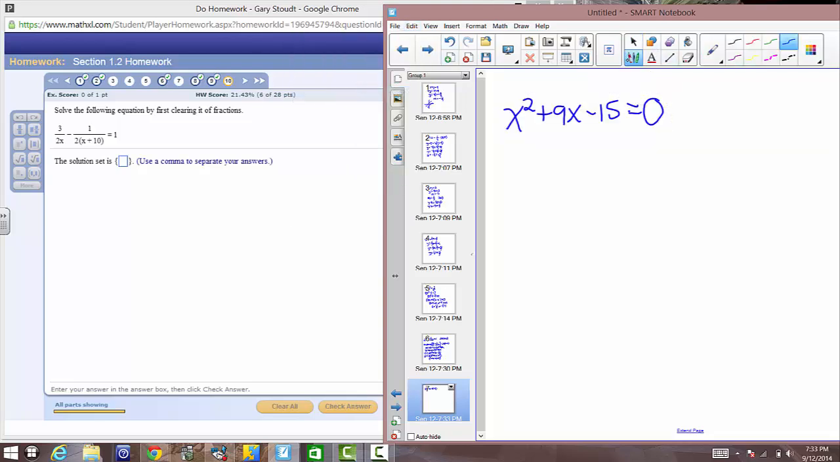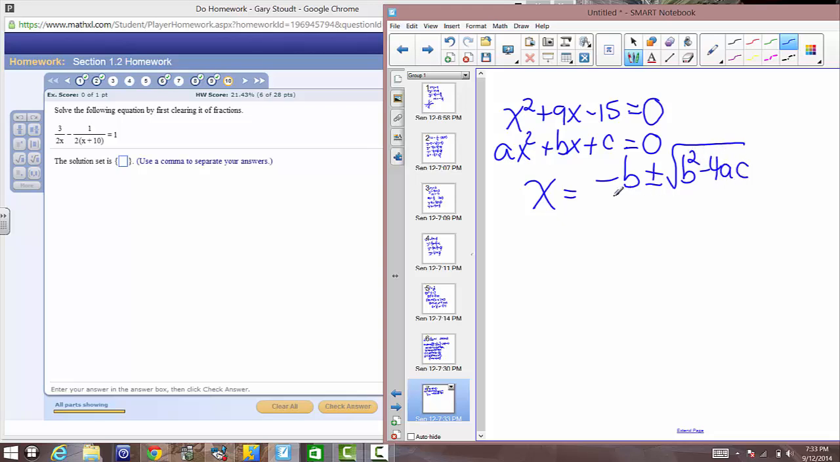And let me remind you what the quadratic formula is. Now this is of the form ax squared plus bx plus c equals 0. That's the only time you can use the quadratic formula. And remember, the formula is the opposite of b. There are two solutions, one add, one subtract. B squared minus 4ac all over 2a.